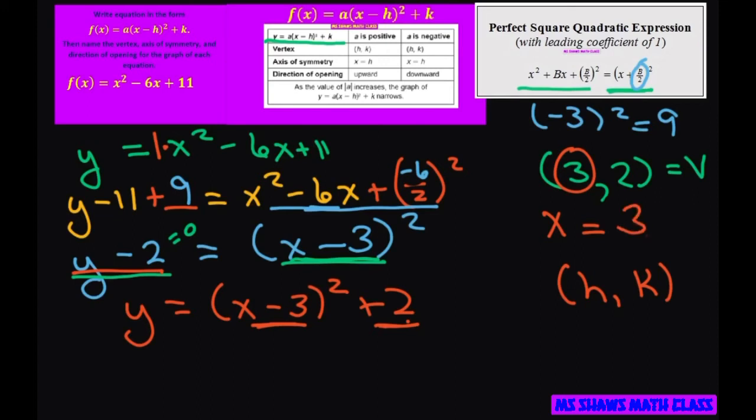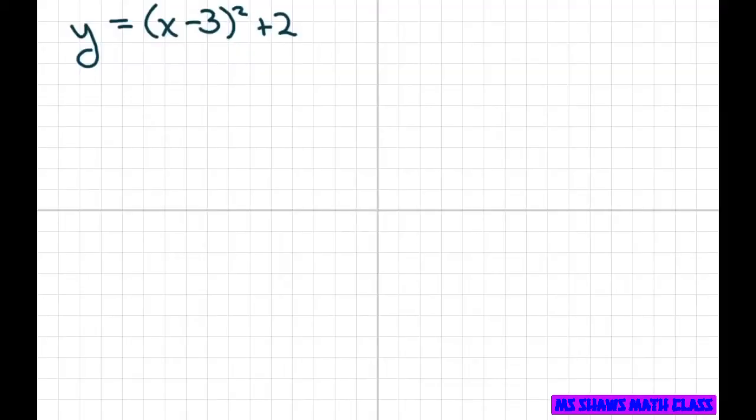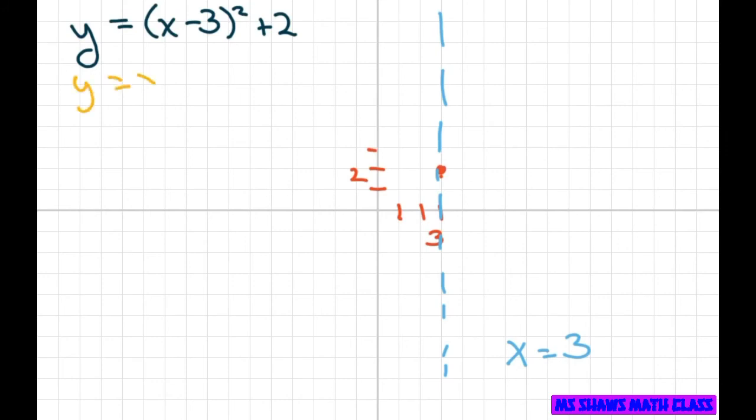And I'm going to do a little sketch of the graph. So we have our vertex was at 3, 2. So right about there, this is 3, 2. It opens upward. Here's your axis of symmetry, which is x equals 3. Our y-intercept is 11, because we had y equals x squared minus 6x plus 11. So if you plug in 0 here, you're going to get 11.